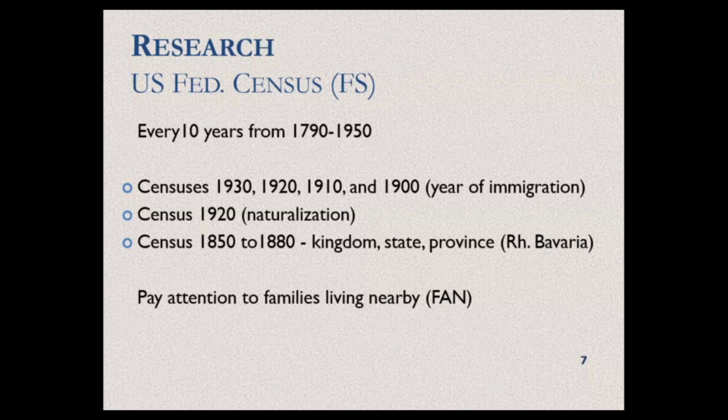And because Germany was united in 1871, still you can find in those earlier censuses that he is listed as coming from Germany, even though officially it was created in 1871. But what is good, even before Germany was united, for example, the 1860 census will tell you that your ancestor came from Rhenish Hesse or Rhenish Bavaria.